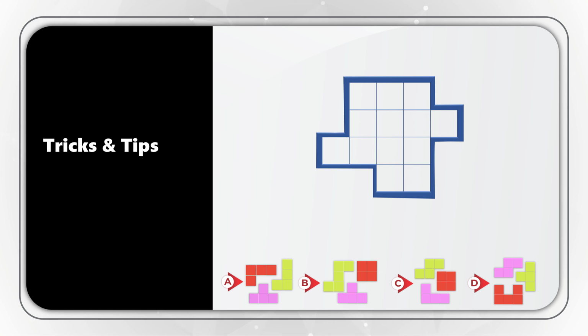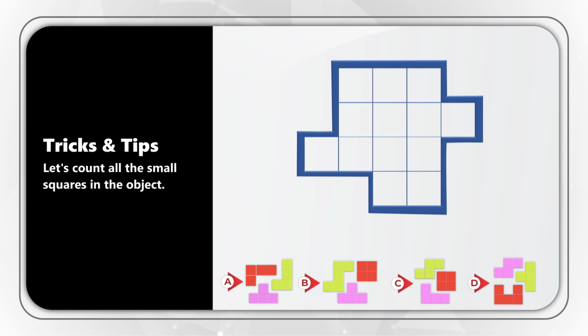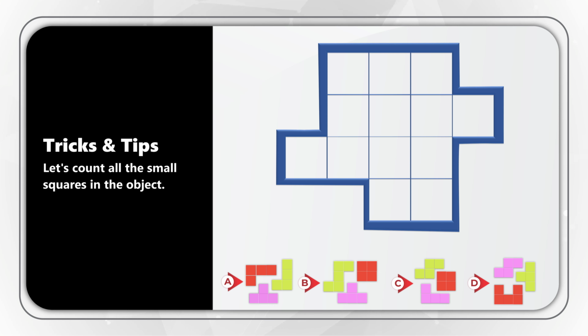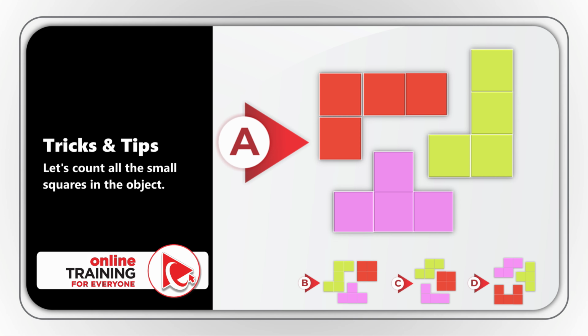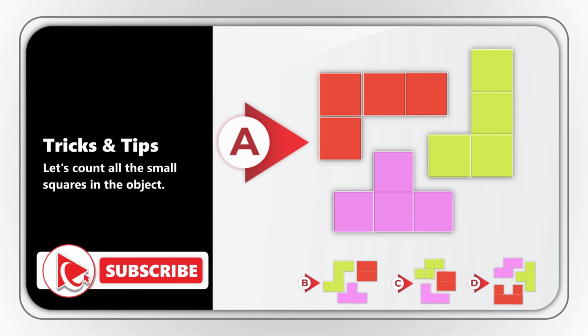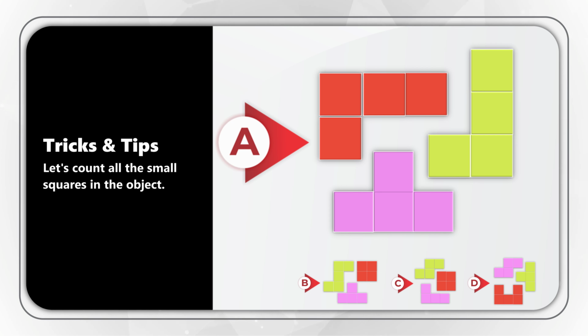Let me show you one little trick here, how you can eliminate some of the answers. Let's look closely onto the target object. If we count all the small squares, we get to the 13 squares. Let's do that. 1, 2, 3, 4, 5, 6, 7, 8, 9, 10, 11, 12, 13 squares. But let's look at the choice A. Choice A has only 12 small squares, which would mean that choice A doesn't fit perfectly. Let's count them. 1, 2, 3, 4, 5, 6, 7, 8, 9, 10, 11, 12. You see how easy it is to eliminate choice A by just counting small squares?